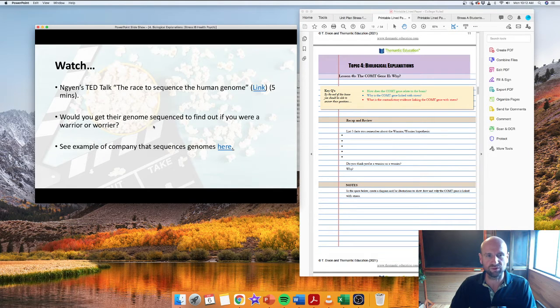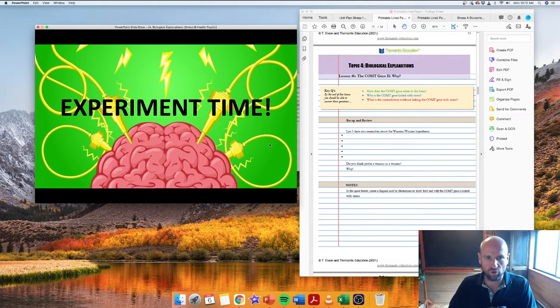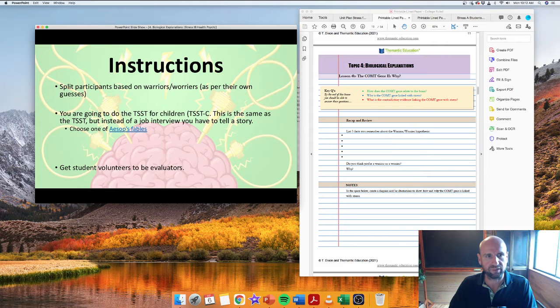And then you can see, would students try to find out, this is just the hook, would they want to find out which genome they had? Space here, what do they remember about the warrior hypothesis? See if they can, of course, do this from their own memories without looking at their notes.